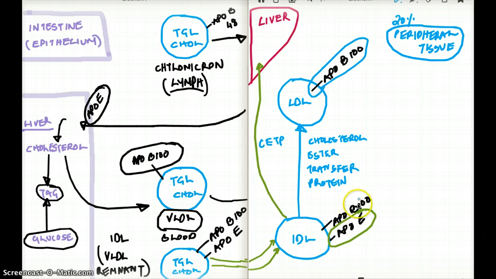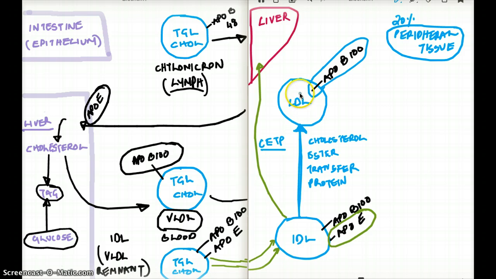Wait a minute. What happened to our ApoE? Well, ApoE was already used when the liver tried to recognize that it needs to get cholesterol inside the liver. So we lost our ApoE in that recognition. Now all we're left with is ApoB100. And this conversion from IDL to LDL is achieved by CETP, which stands for cholesterol ester transfer protein. So cholesterol ester transfer protein is going to convert IDL to LDL.